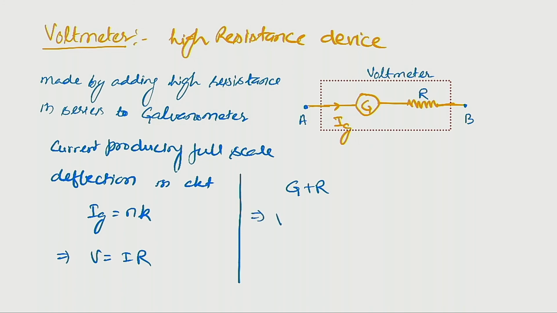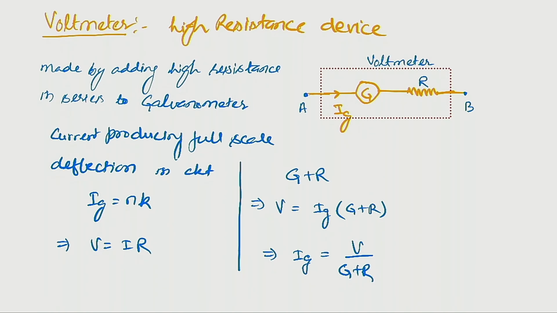So this V, the potential, will become Ig times G plus R. In place of current we should use Ig, because Ig is the current flowing through this whole arrangement, and in place of resistance we should write G plus R. So this is the potential difference across this. From here we can find that the current Ig flowing through this galvanometer is equal to V upon G plus R.